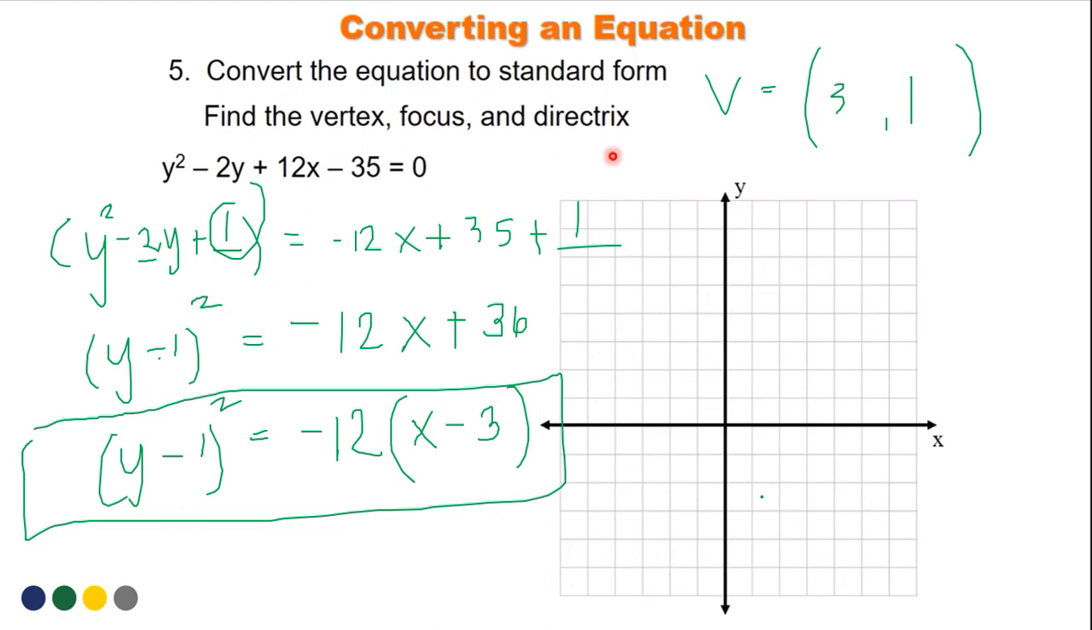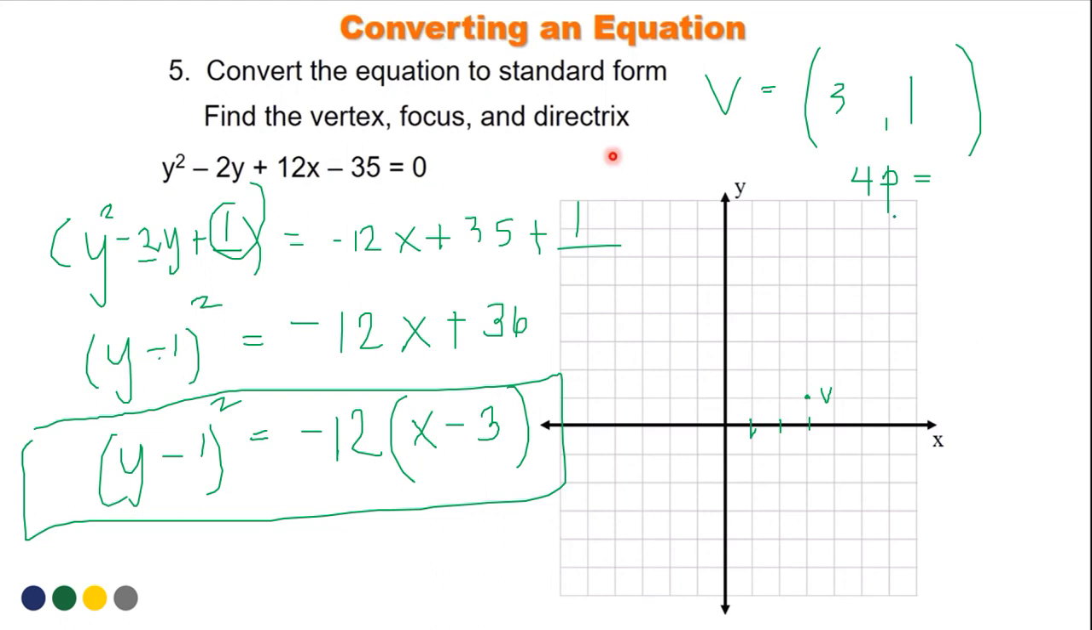So we have the vertex. Let's label it: vertex is 3, 1. So this is 1, 2, 3, and here is our vertex. So what is the equivalent of 4p?